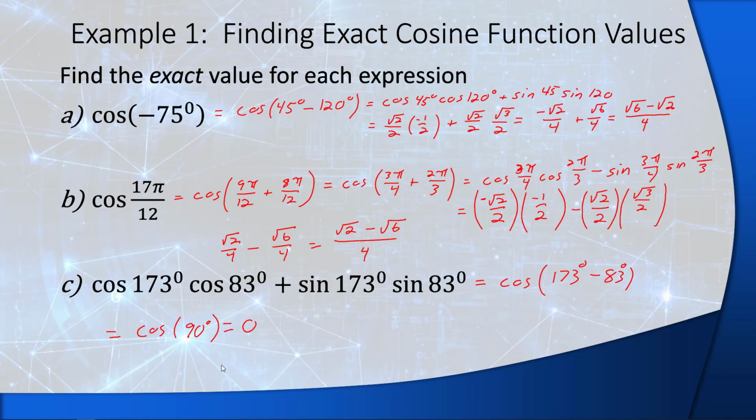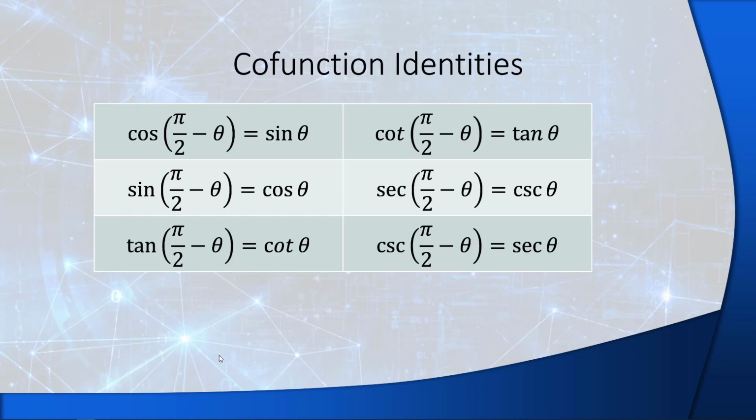Now, let's talk about the cofunction identities. And we've actually seen these before, because we talked about these in section 5.2, when we introduced the right triangle perspective of trig functions. And we noticed that the cofunction of sine is cosine. The cofunction of tangent is cotangent. And the cofunction of secant is cosecant. And what does that mean?